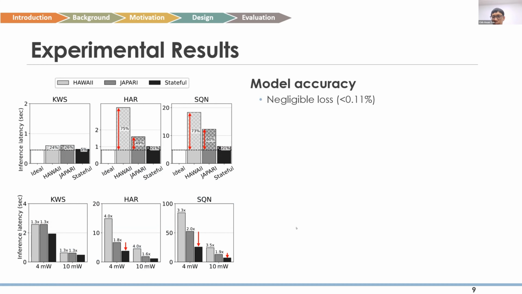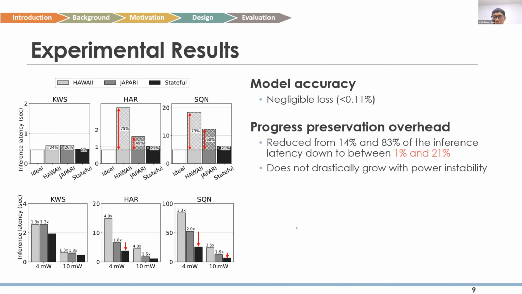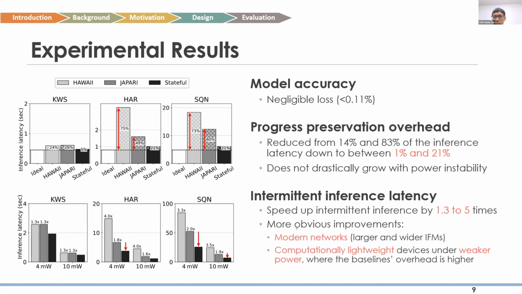State information embedding ensures that output feature computations are very minimally affected. Stateful does not significantly impact the accuracy of the evaluated models. Compared to the baselines, Stateful reduces the progress preservation overhead from between 14 and 83% of the inference latency, down to between 1 and 21%. And this proportion of overhead roughly remains the same, regardless of the level of power instability. This enables Stateful to speed up intermittent inference by 1.3 to 5 times.